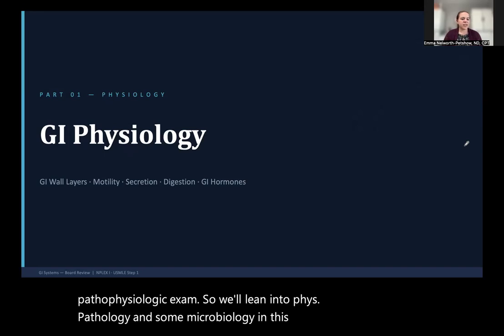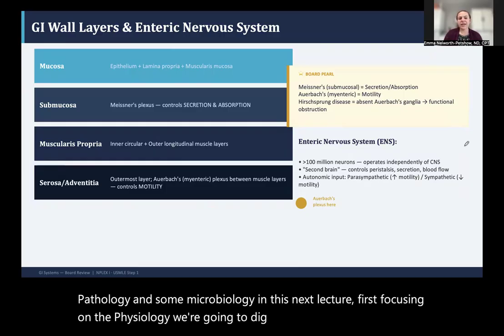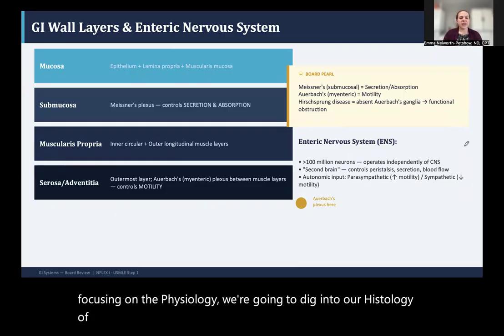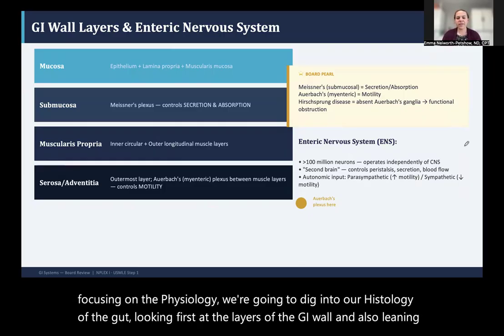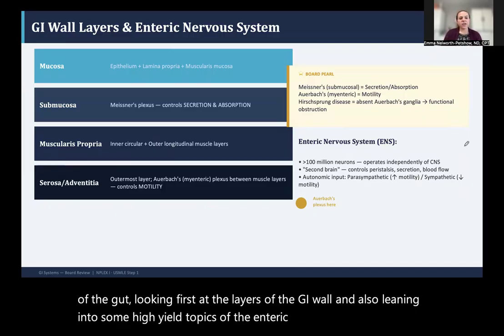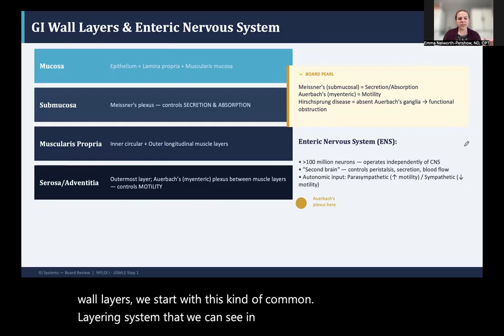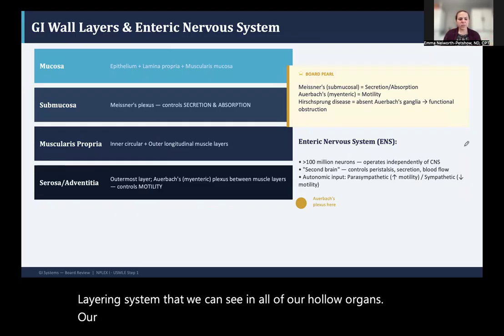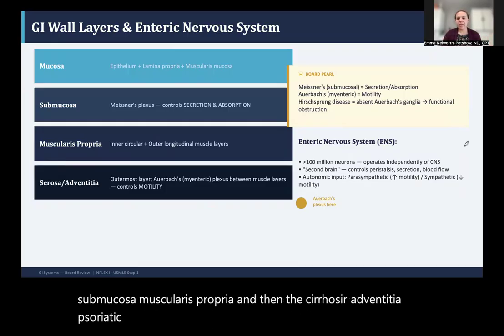First, focusing on the physiology, we're going to dig into our histology of the gut, looking first at the layers of the GI wall and also leaning into some high yield topics of the enteric nervous system. So our GI wall layers, we start with this common layering system that we can see in all of our hollow organs. Our mucosa layer is going to be the closest to the lumen, then submucosa, muscularis propria, and then the serosa or adventitia. So our mucosa layer, that is epithelium with lamina propria and muscularis mucosa.